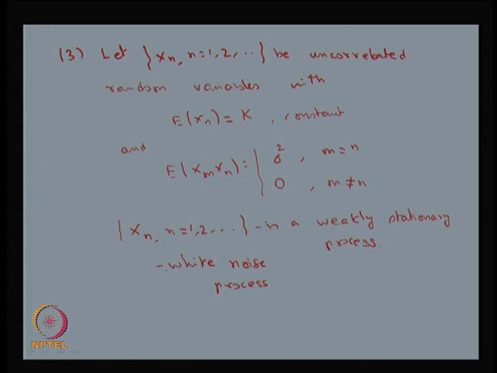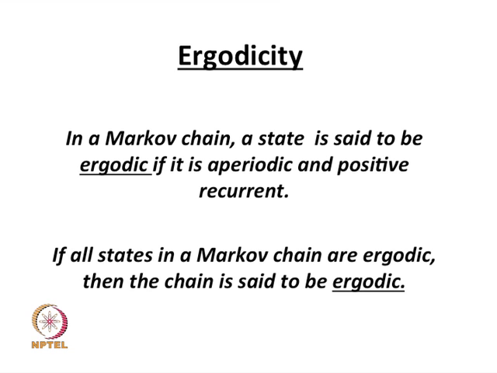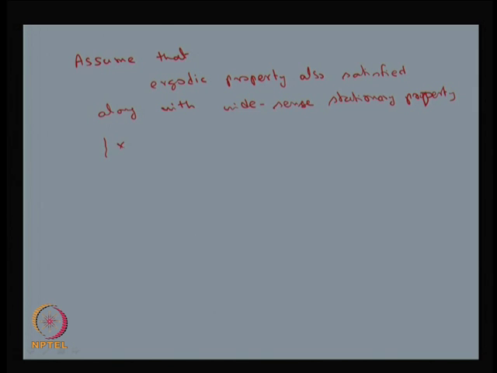In addition to the wide sense stationary process, one can assume that the ergodic property is also satisfied along with the wide sense stationary property. For illustration purposes, we have discussed the Bernoulli process. That means the given stochastic process is a wide sense stationary process, and the ergodic property is also satisfied.